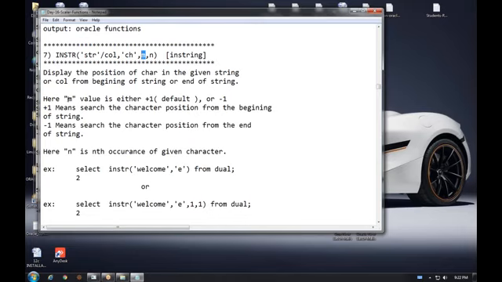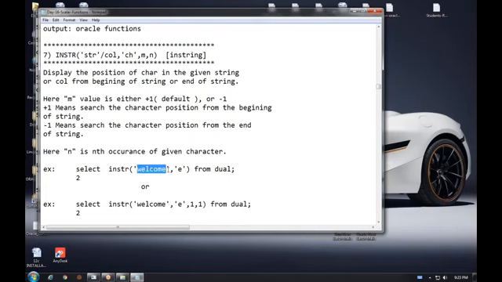See, if M is positive, start from the beginning. If M is negative, start from the ending. So the default value of M is +1. +1 means start from beginning. Minus 1 means start from ending. N indicates the occurrence. What is the occurrence? Means first place or second place or third place. Which occurrence you need? N indicates the nth occurrence.